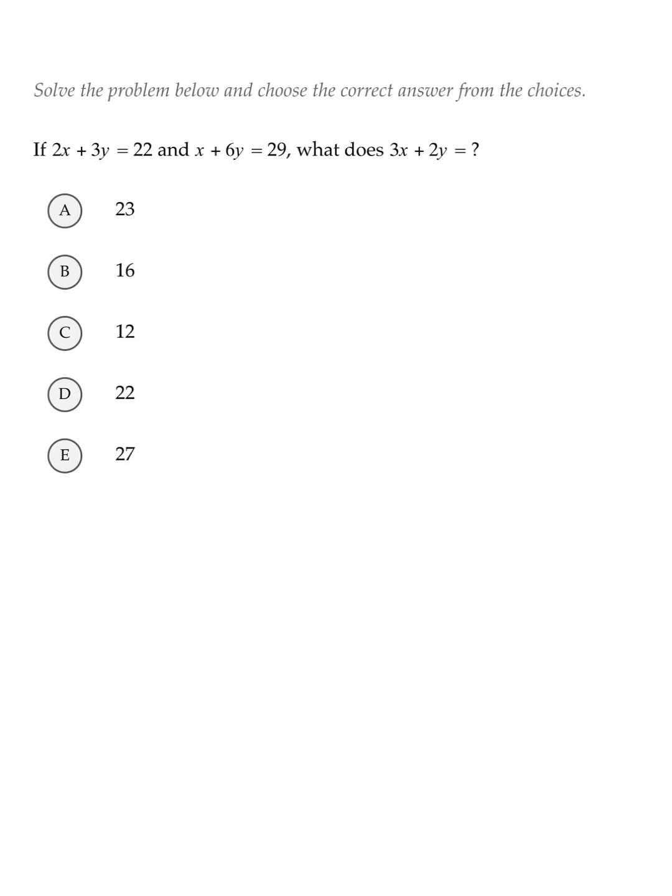Let's tackle this ACT math question. So this question is providing us with two algebraic equations using the variables x and y, and then it asks for the value of an algebraic expression using x and y.